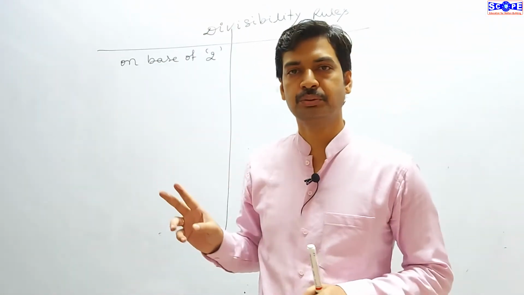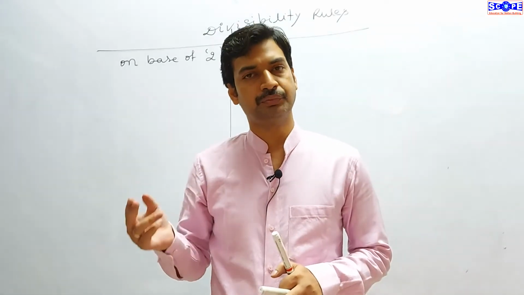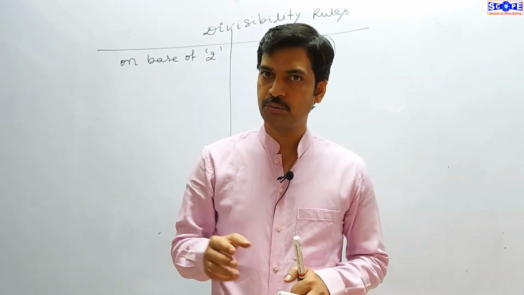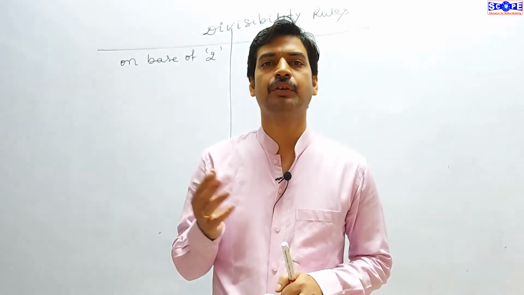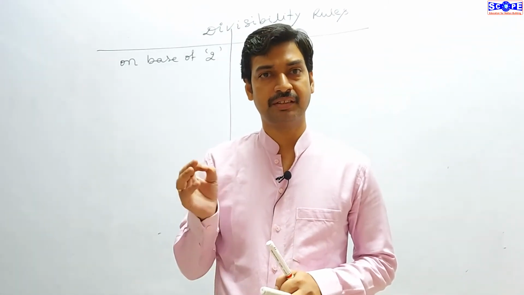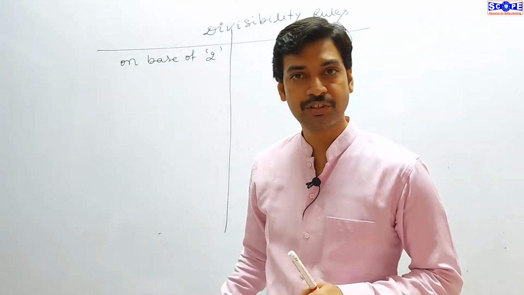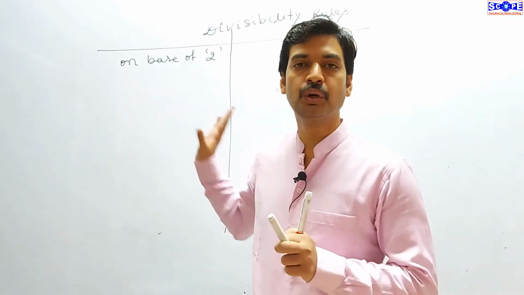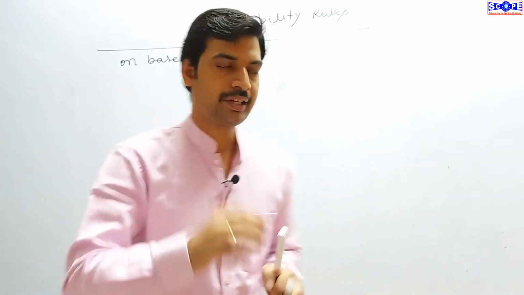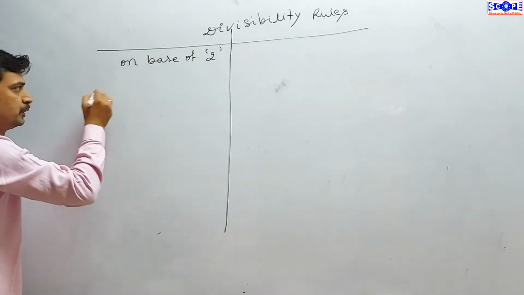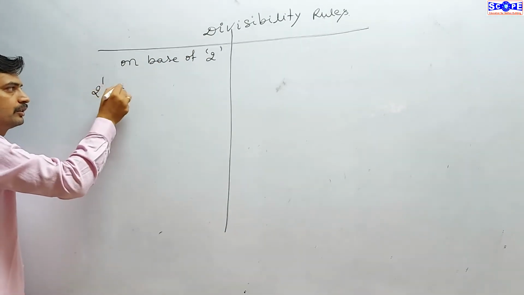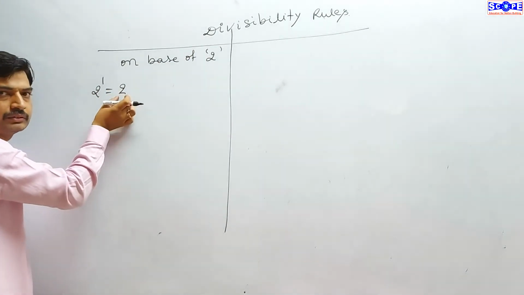made with the power of 2. Like 2 raised to 1 is 2. 2 power 2 is what? 4. 2 power 3 is what? 8. 2 power 4 is what? 16. 2 power 5 is what? 32. Means divisibility rules of numbers which are made with the power of 2 only. Right? Very easy. Like 2 raised to 1 means what? 2.